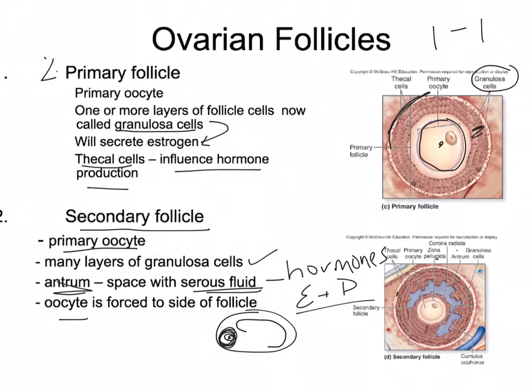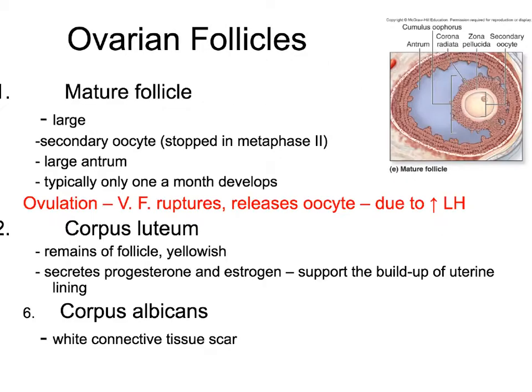Eventually the oocyte is going to get forced to the side. This will fill up; this will become the antrum. The oocyte gets forced to the side so that it can be released. These are the layers around the egg: the corona radiata is the outside layer, then the zona pellucida, and then the egg is inside there.